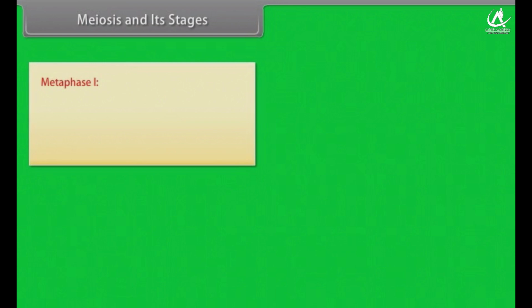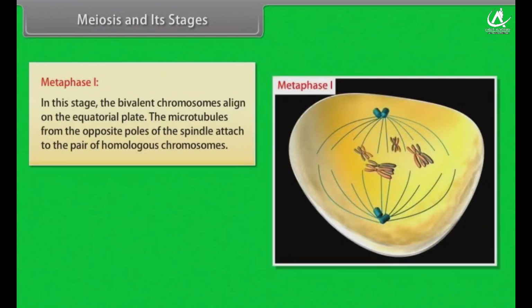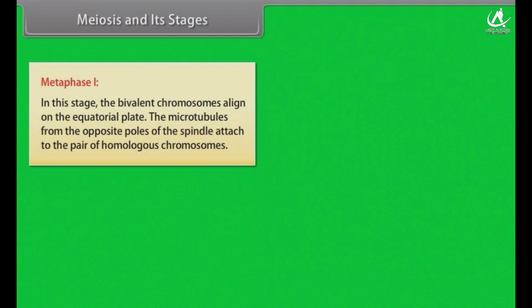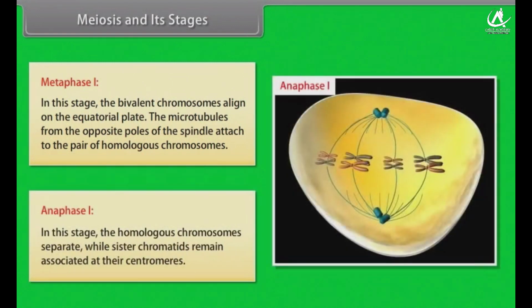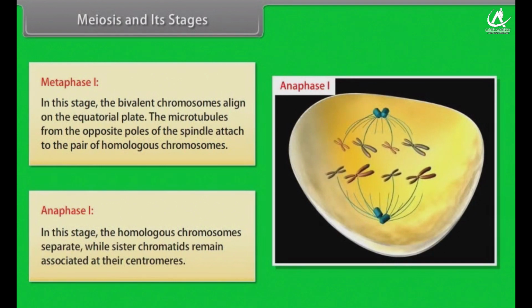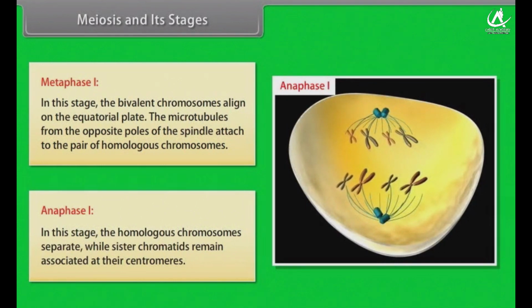After completion of Prophase 1, Metaphase 1 takes place. In this stage, the bivalent chromosomes align on the equatorial plate. The microtubules from the opposite poles of the spindle attach to the pair of homologous chromosomes. Anaphase 1 is the next stage. In this stage, the homologous chromosomes separate while sister chromatids remain associated at their centromeres.